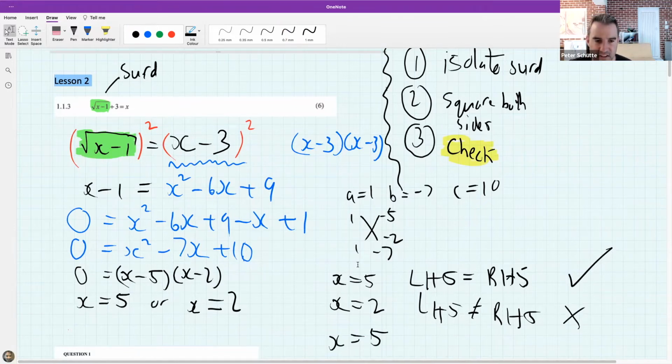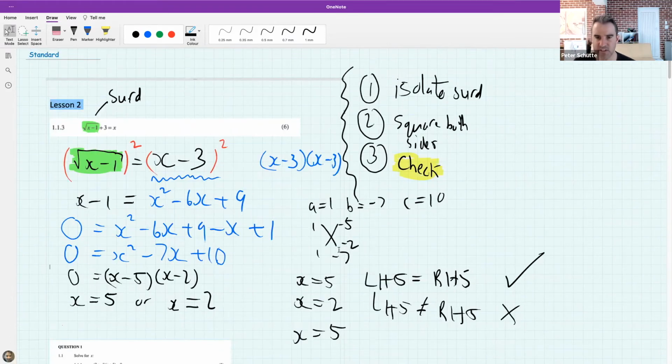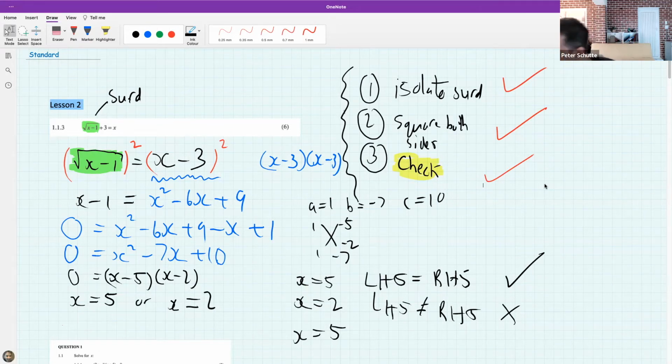And so that is an example of the surd. I wouldn't say it's much harder. It does have this initial step where you have to isolate the surd, square both sides, and then the check at the end. Okay, Shoshana, x is 5.